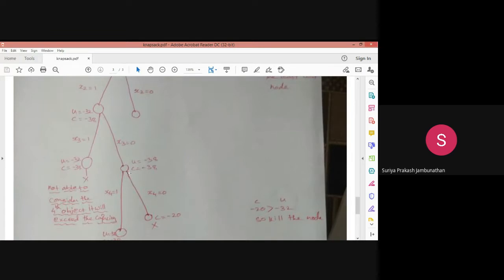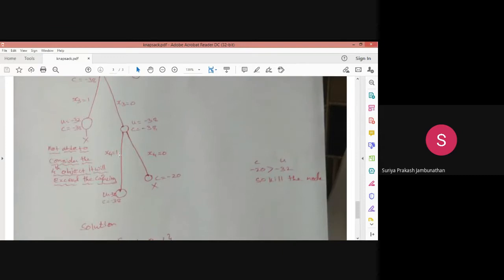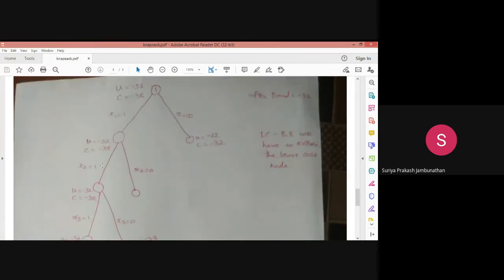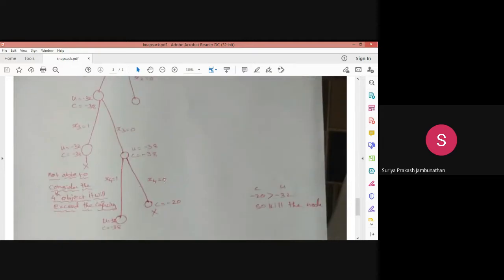So what we are expanding is just this particular position. In this position, we are considering x4 is equal to 1 and x4 is equal to 0. When x4 is equal to 1, we are just considering the object 4, so the same answer will be repeated as it is. So u is equal to minus 38 and c is equal to minus 38. When you are not considering x4, what happens? C is equal to minus 20. How are we getting 20? In this tree, the first object and second object are considered. Third object and fourth object are not considered.